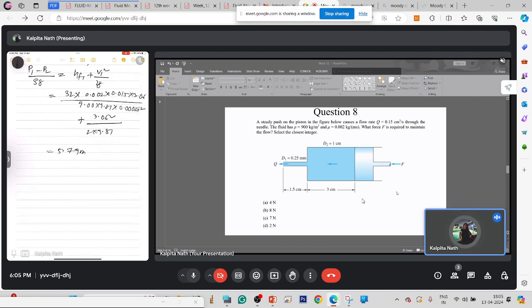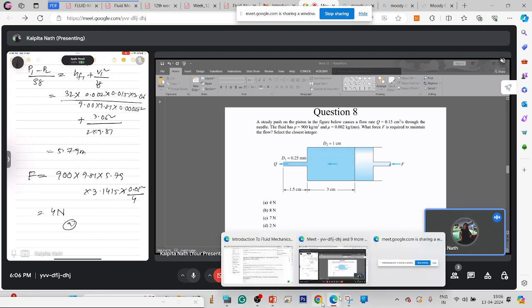Now the force required for the flow. What is the force required for the flow? It is nothing but the pressure we have already calculated, multiplied by the area of the piston. So this is P2 minus P1, that is the delta P upon rho g, so rho g we also need to multiply. Rho is 900, g is 9.81, multiplied by the pressure difference 5.79, which we have already calculated, multiplied by the area. Area is pi, that is 3.1415, multiplied by 0.01 square upon 4. So we have solved this to get 4 Newton of force, that is the option.